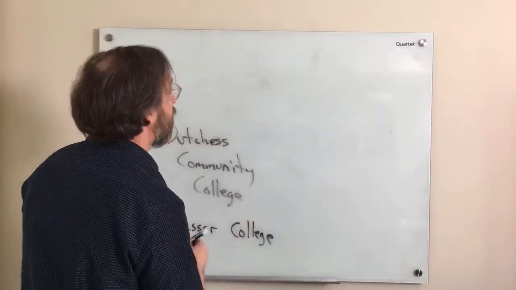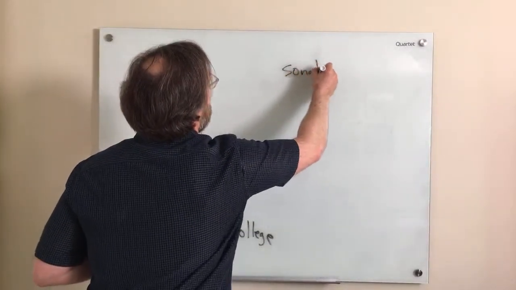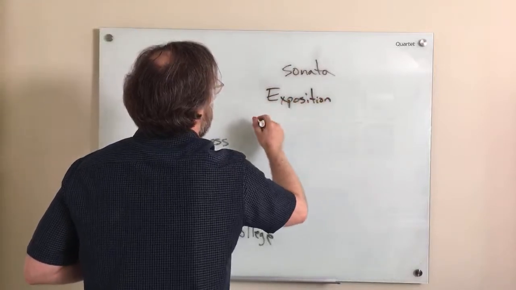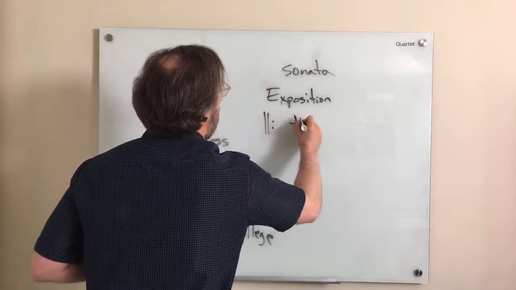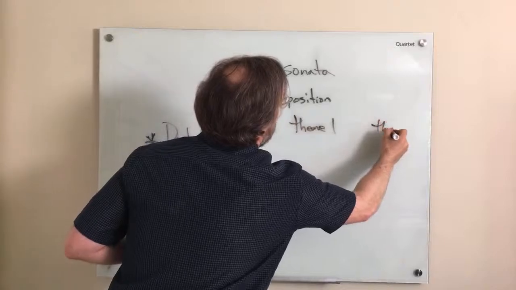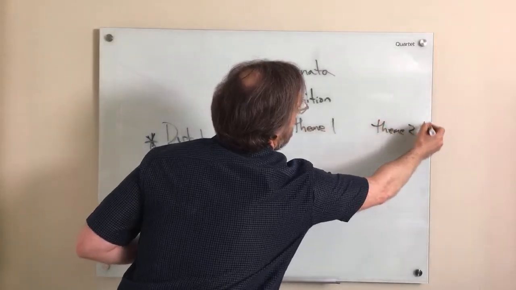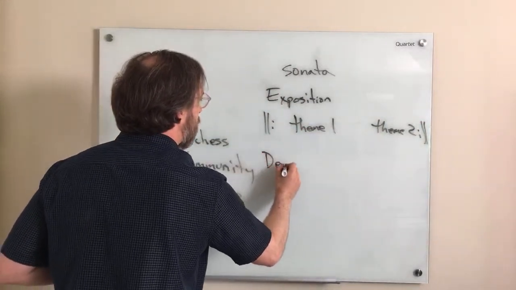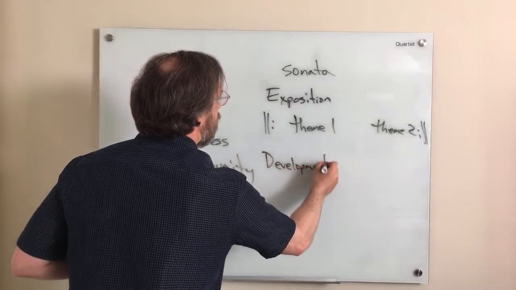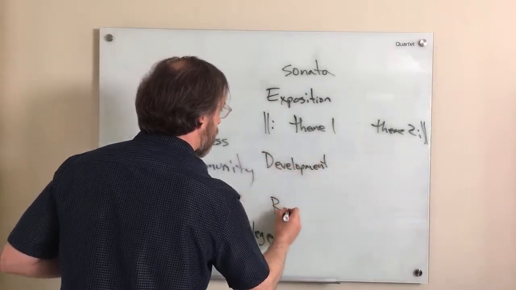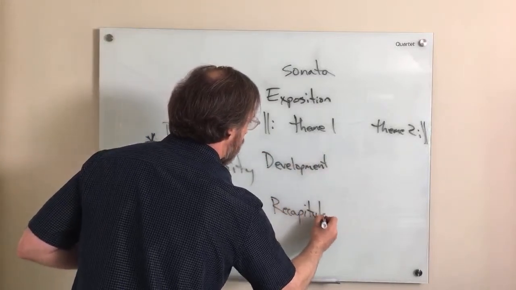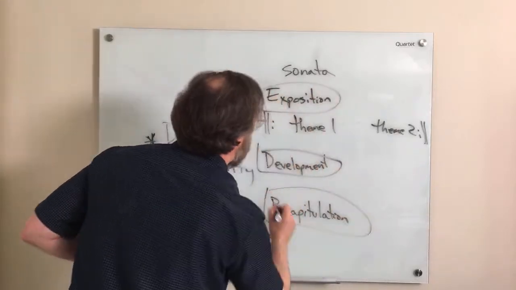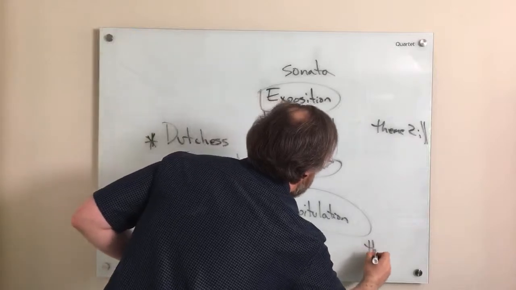So you have a sonata which has an exposition, which is a section where you have theme 1, theme 2. Some people will call it primary theme, secondary theme. There might be a transition in here. Then you have a development section where you usually develop those two themes, and then you have something called a recapitulation, where you hear your theme 1 and your theme 2 again.